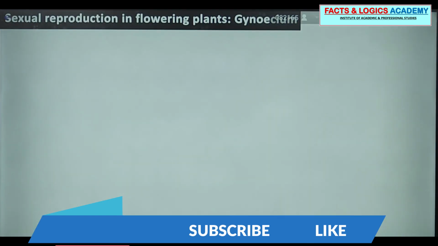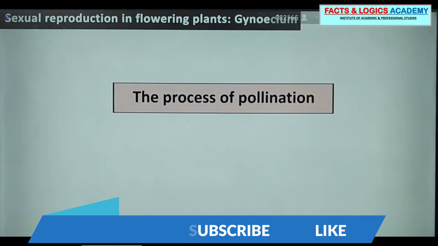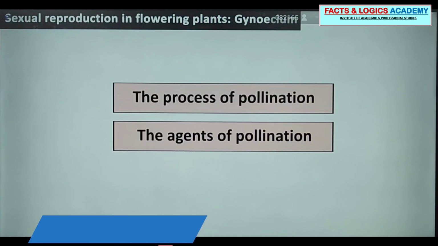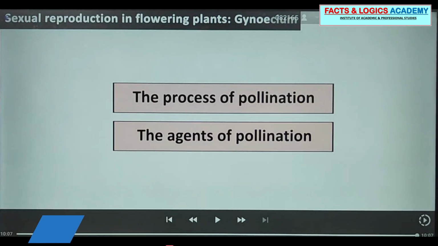So students, in our next module, we will discuss about the process of pollination in detail and the external factors or agents responsible to bring about pollination.